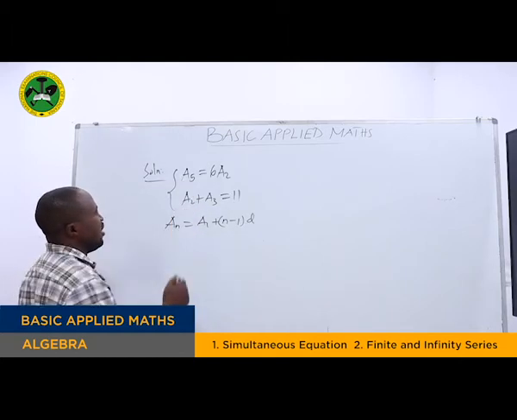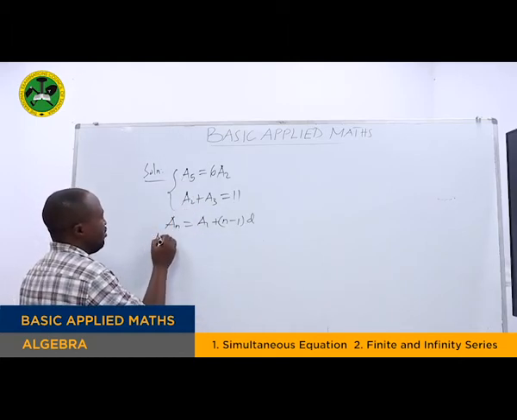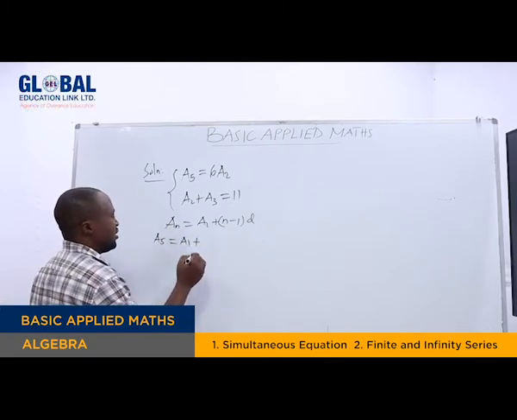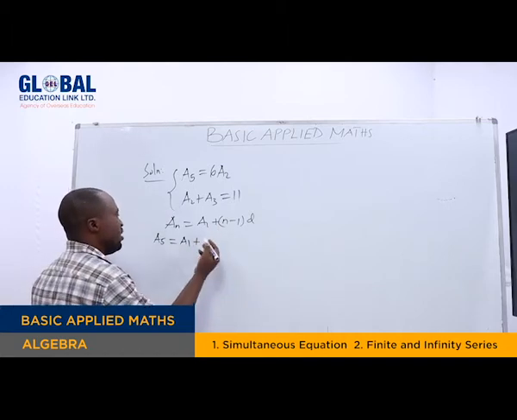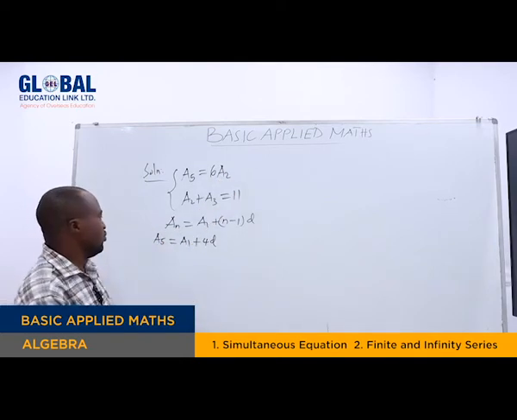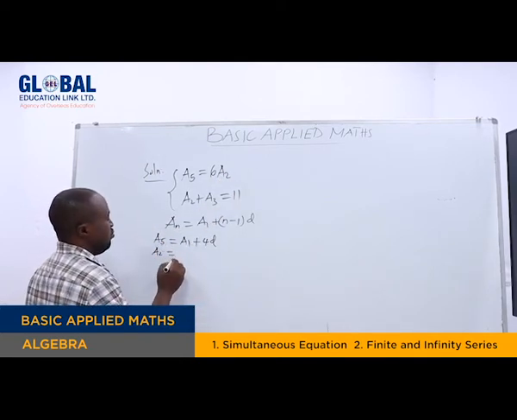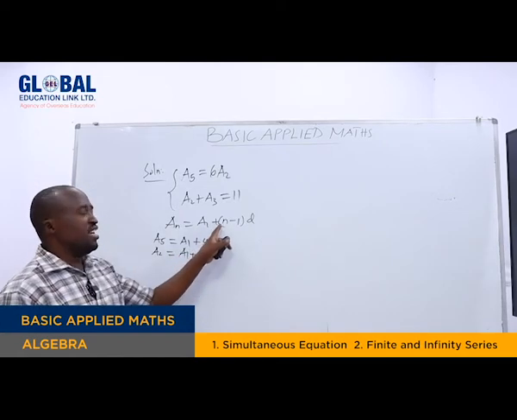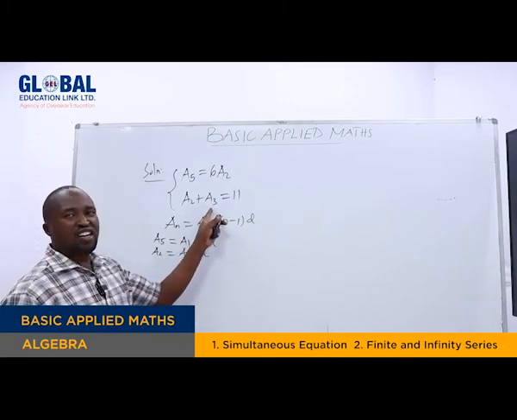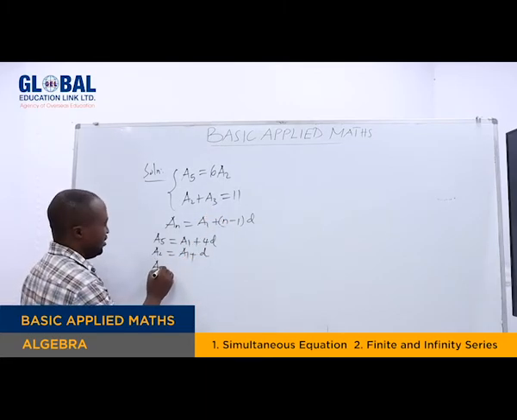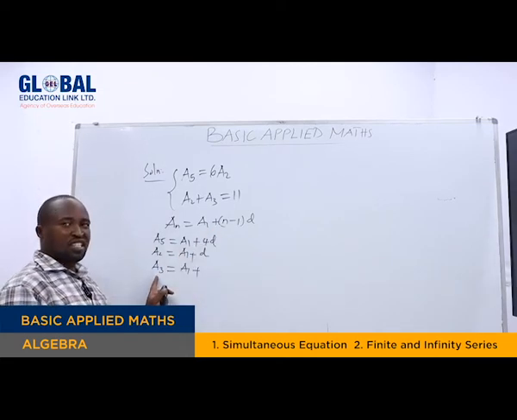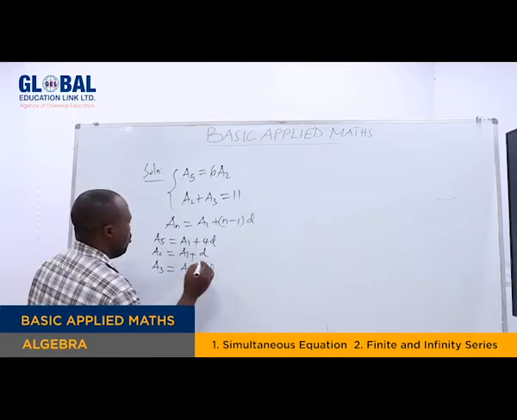So starting with a5, by using this formula, a5 will be equal to a1 plus, now we have n minus 1, that is 5 minus 1, that is 4d. Again we have a2, so a2 will be equal to a1 plus, remember n is 2, 2 minus 1, that is 1 times d, we have d. And again we have a3, so a3 is equal to a1 plus, our n this time is 3, so 3 minus 1, that is 2d.